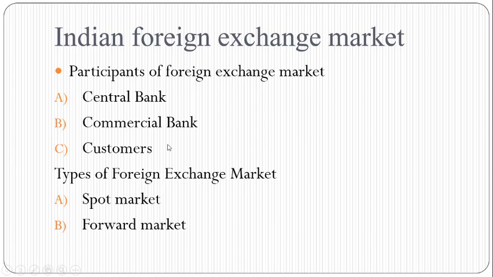Then the types of foreign exchange market: the spot market and the forward market. Now, what is meant by spot market and forward market? Spot is defined by its name only, that is, trade on the spot. So let's suppose I am exporting some amount of goods to America, USA, and then I'll get my payment on the spot. So that is your spot market.